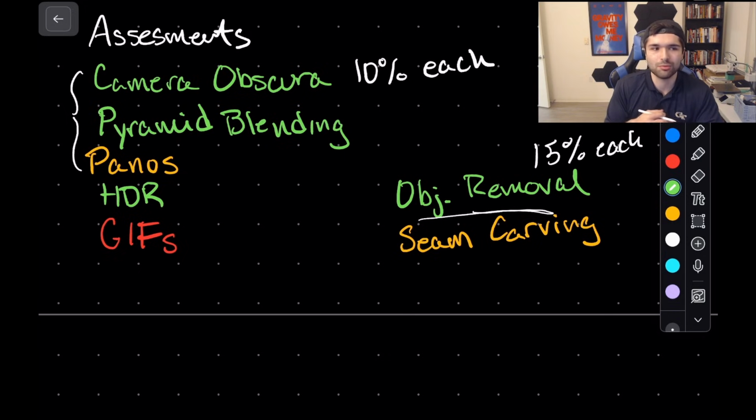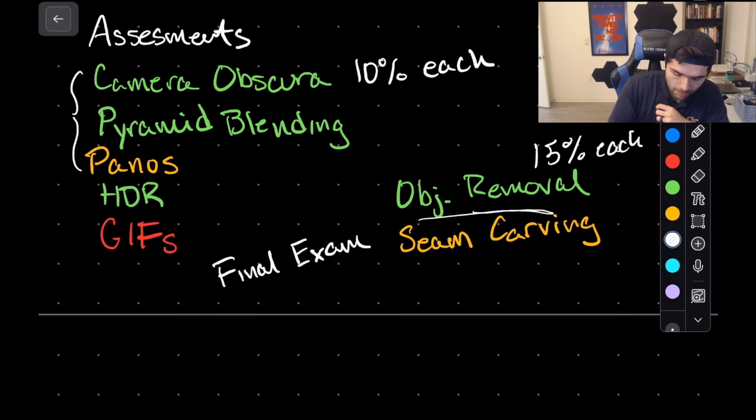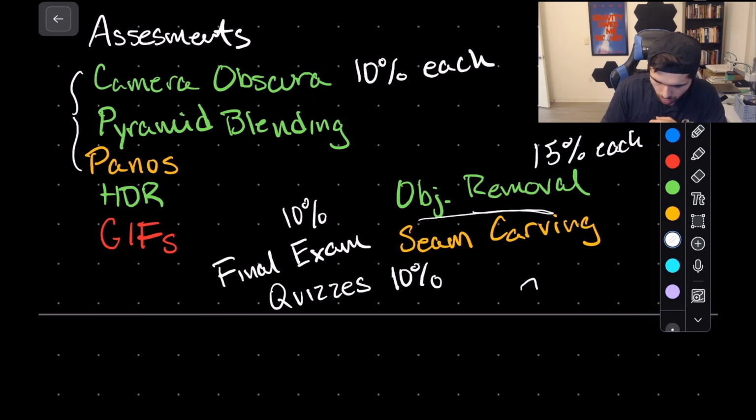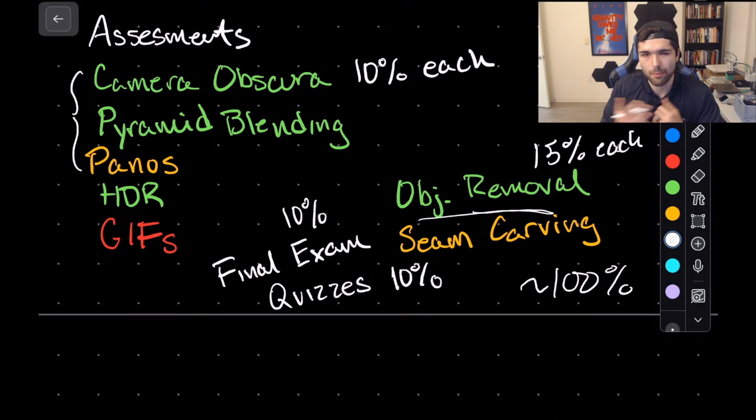I would say the only one that was really aggravating was the GIFs assignment. The rest of them were fine, even including the camera obscura. It was kind of harmless. Beyond these assignments, there was also a final exam that was worth 10% and a couple of quizzes. So total 100%, obviously. The final and the quizzes, as usual with OMSCS classes, were kind of meh. They were just fine. Not much to say there, to be honest with you. I'll talk about it more in the good, bad, and ugly.